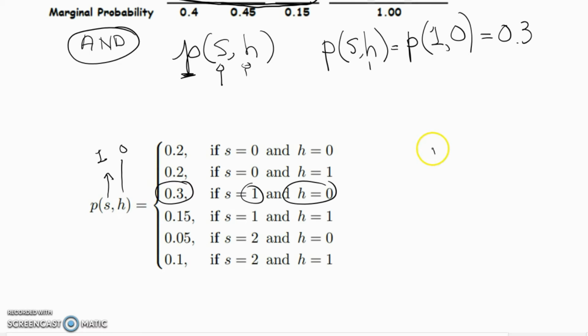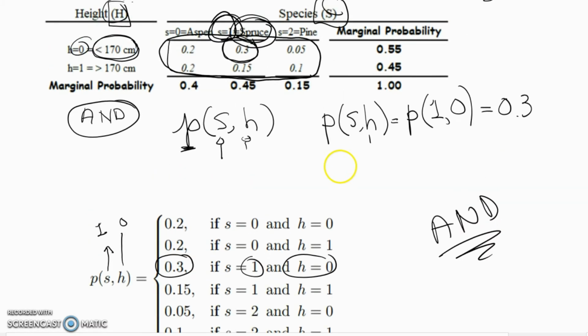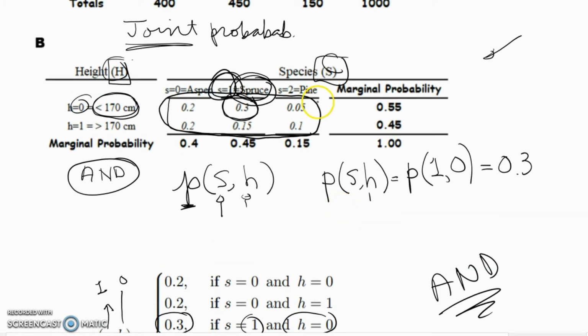The thing to focus on is this word and. The fact that a single tree selected at random is going to have a probability shown here, which is having this value of species and this particular value of height.